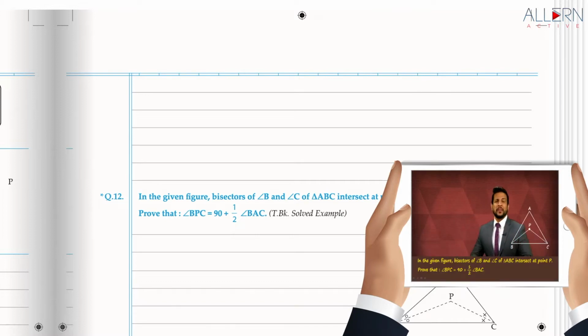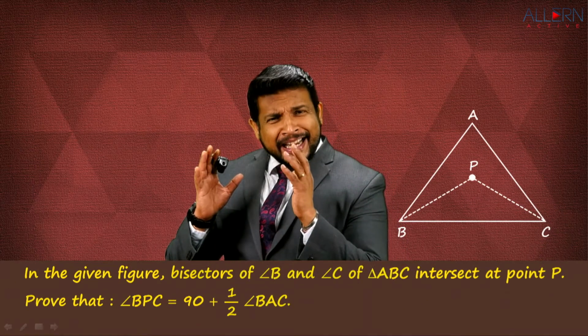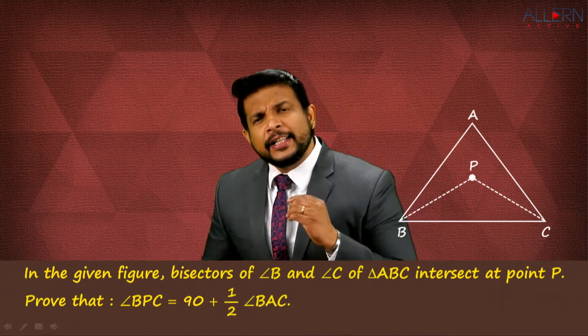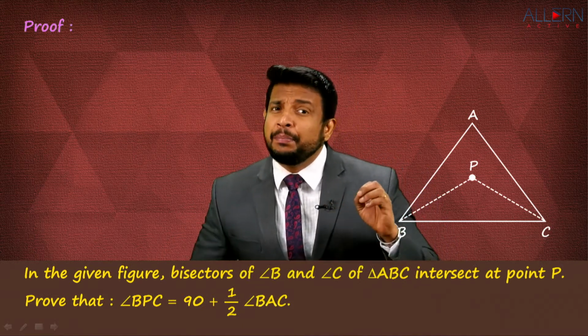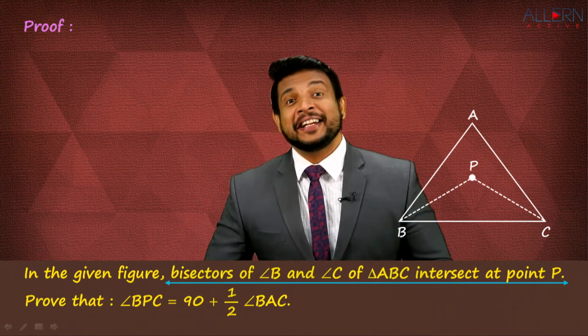Let's do this amazing sum. It's a beautiful one which you're going to do now. Let's understand this sum first. It says in the given figure, bisectors of angle B and angle C intersect each other at point P.